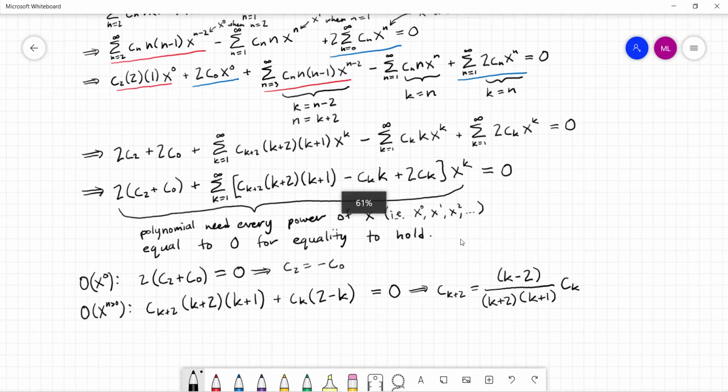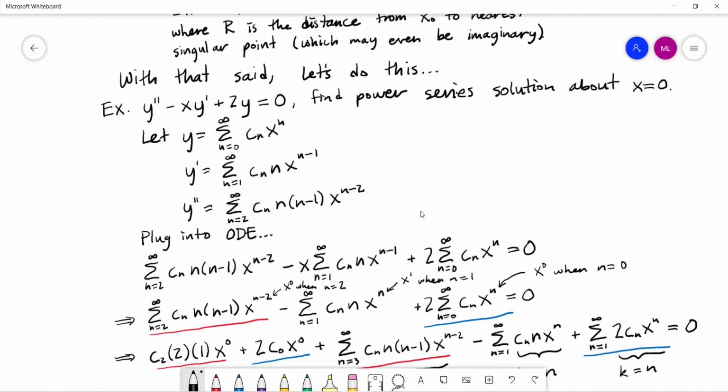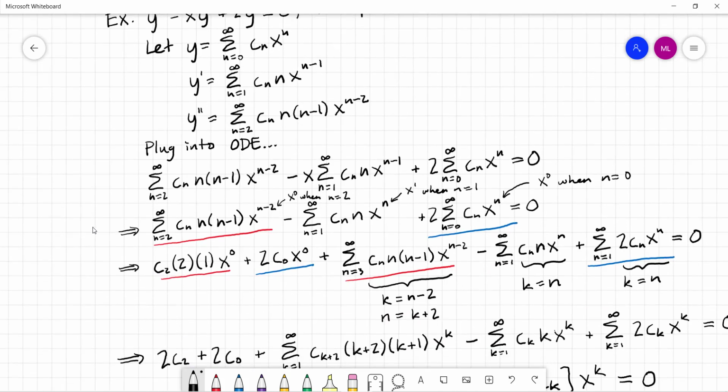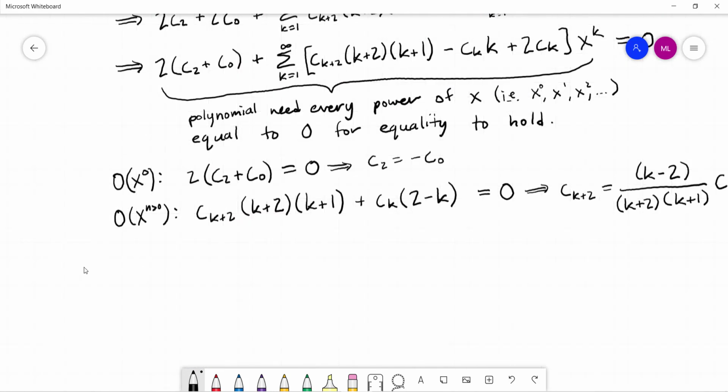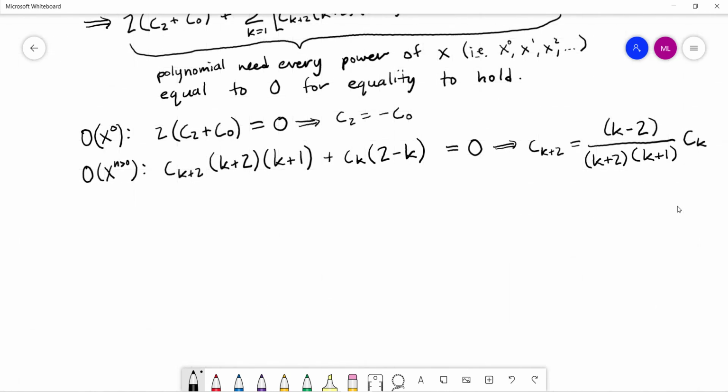Why am I looking for two linearly independent solutions? Well, if we go back and inspect the original equation, even though it's not a constant coefficient problem, it's still a linear second-order differential equation. We are expecting two linearly independent solutions. It turns out one of them is going to be the series generated with all the even values, and one will be the series generated with all the odd values. So one will be in terms of C0, one will be in terms of C1. So let's see how that works.